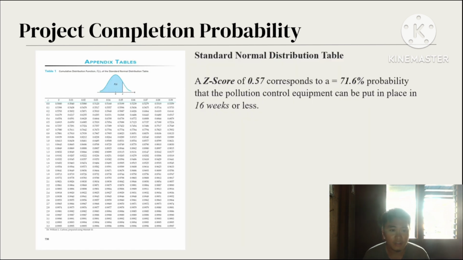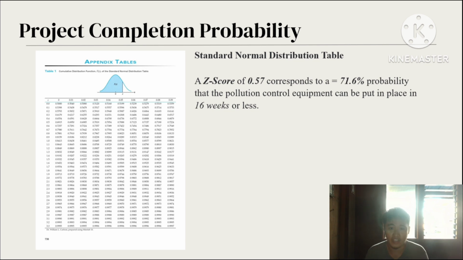So if we look at the table of the standard normal distribution, a Z-score of 0.57 corresponds to an approximation of 71.6% probability that the pollution control equipment can be put in place in 16 weeks or less. So that's all for project completion probability.